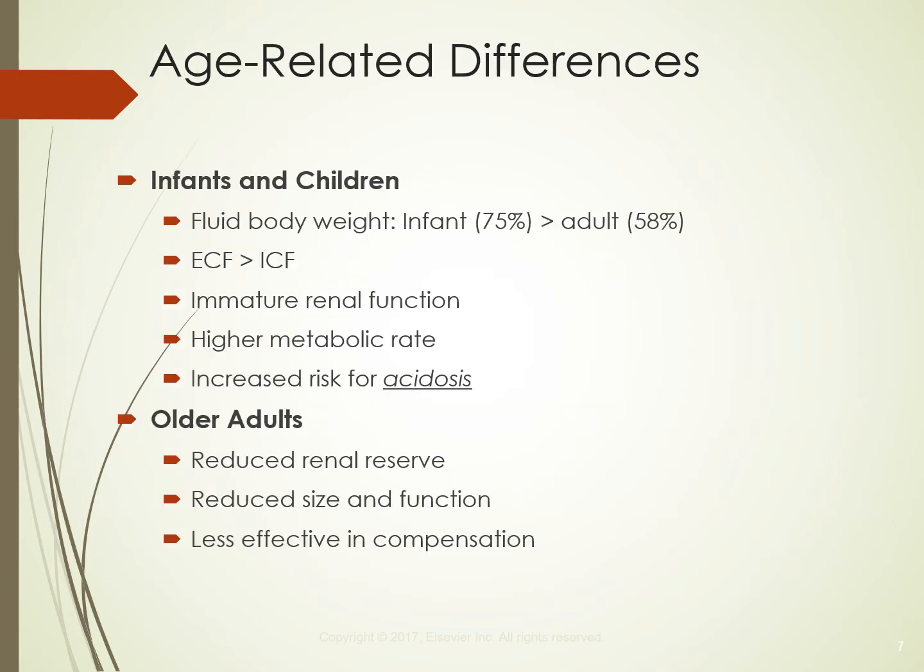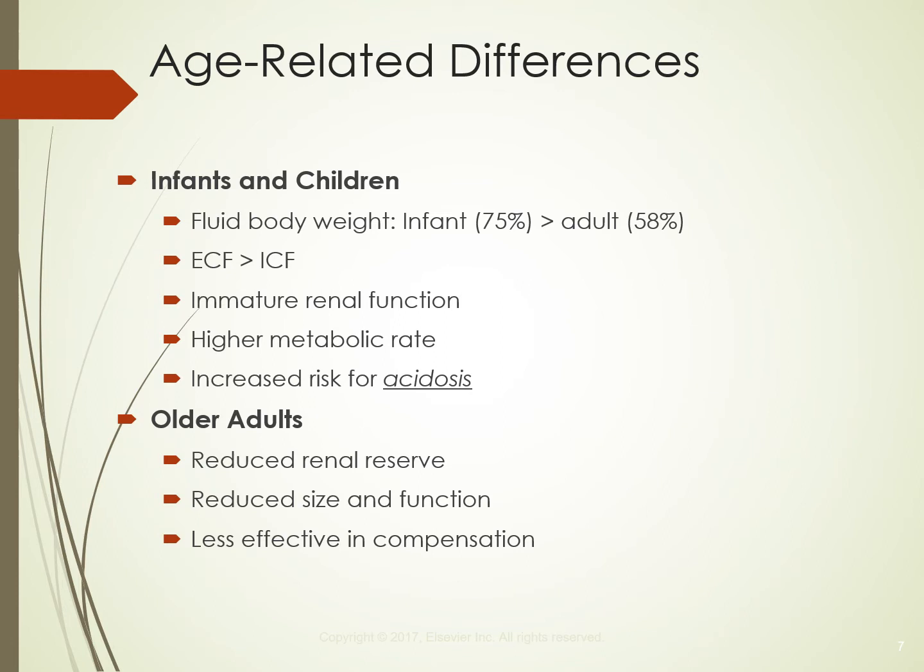Age-related differences. Infants have several physiological differences worth noting. An infant has a much greater percentage of total body weight attributed to fluid, which is 75%, compared to an adult's fluid volume, which is 58%. More extracellular fluid than intracellular fluid occurs in infants, and an immature renal system that is inefficient to excrete a sudden acid load occurs in infants.